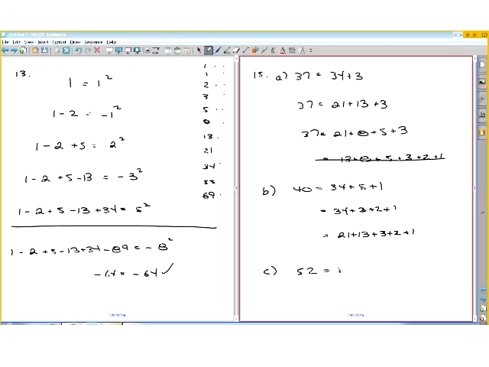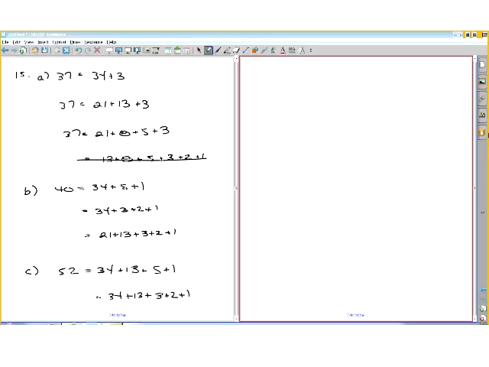And then we have 52. 52 is, take 34 plus, let's see what's next. Well, if we added 13 to that, we'd get 47. I need 6 more. So I could do 5 plus 1. That's 6. So I could do 3 plus 2 plus 1. So there's multiple ways. That doesn't sound so spectacular to me.